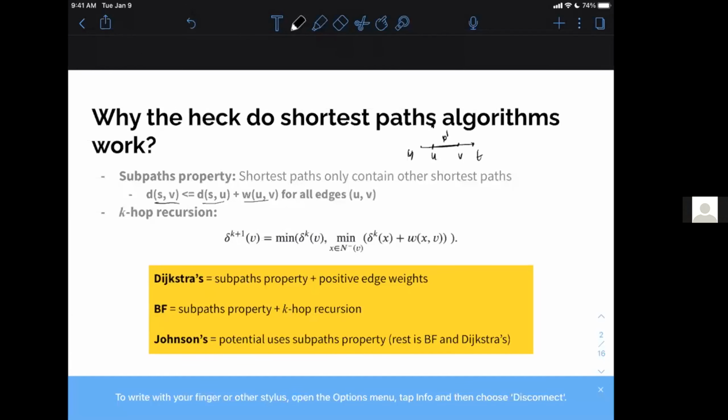Cool. So the other property that we use is the main reason why Bellman-Ford works, and that's k-hop recursion. This is also building off of this statement, but it's saying that the shortest path from S to V that uses at most k+1 edges has to be the minimum of the shortest path from S to V that uses at most k edges, or a path that uses at most k edges plus one more edge. So this is basically extending on the subpath property, but adding on a relationship between the shortest path and the number of edges used.